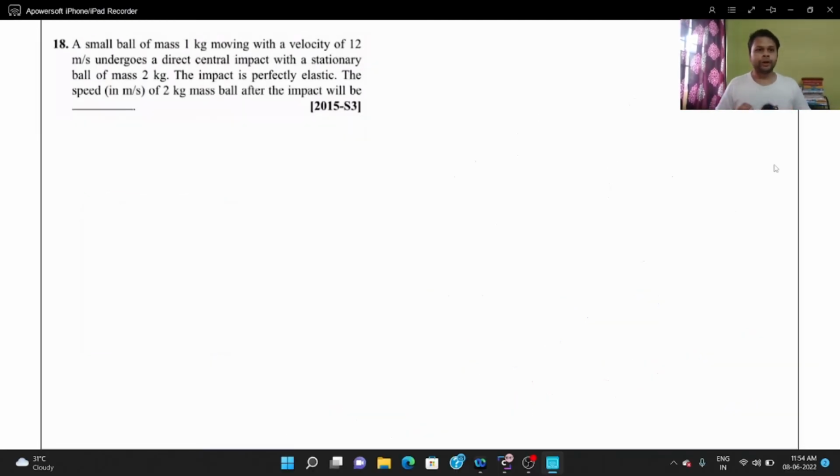Question number 18. A small ball of mass 1 kg moving with a velocity of 12 meter per second undergoes a direct central impact with a stationary ball of mass 2 kg. The impact is perfectly elastic. The speed in meter per second of the 2 kg mass ball after impact will be. So this is again a very simple question. Simply conservation of momentum. So this is a ball and there is another ball. Let me say this is the 1 kg ball, mass m1, this mass m2, and its mass is 2 kg.